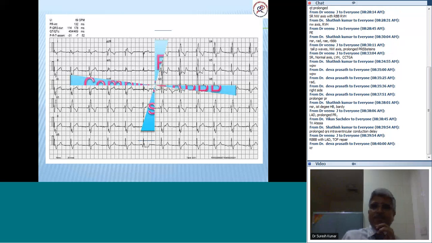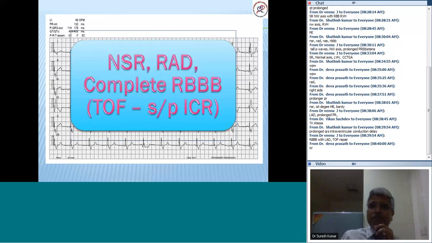People are coming with their responses now. It does show sinus rhythm, right axis deviation, and complete right bundle branch block. So that is very characteristic of a tetralogy which has had an ICR, and you would look at that QRS duration critically for its prognostic value.